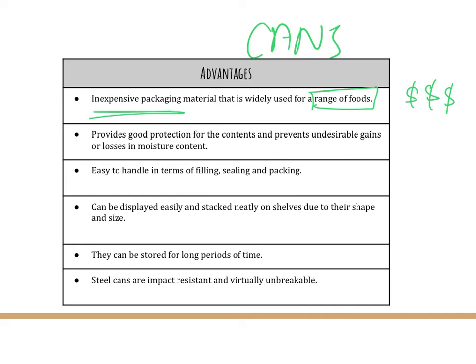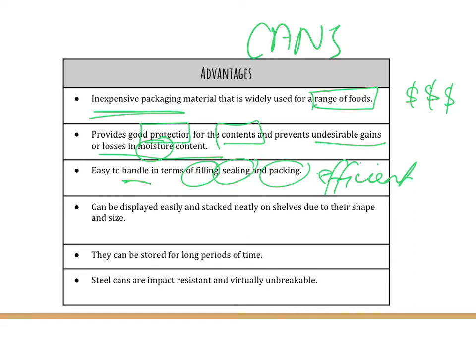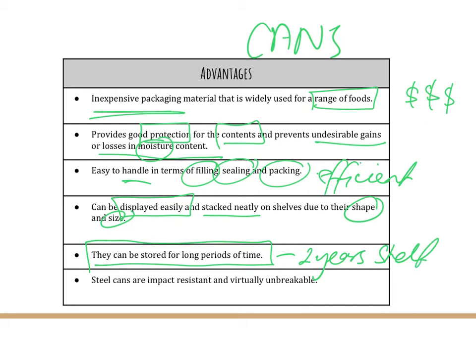The next one is the fact that it does provide a lot of protection for the contents or the food within, and it does prevent undesirable gains or losses in moisture content. So any moisture that is within a can will stay there until the product is opened. Cans are very easy to handle in terms of filling, sealing and packaging, so it is an efficient packaging method for manufacturers like SPC Ardmona. They can be displayed really easily and stacked neatly on shelves because of their shape and size. They can be stored for a really long period of time. Okay, so 2 years is the shelf life for canned foods. So they do assist with that preservation process.